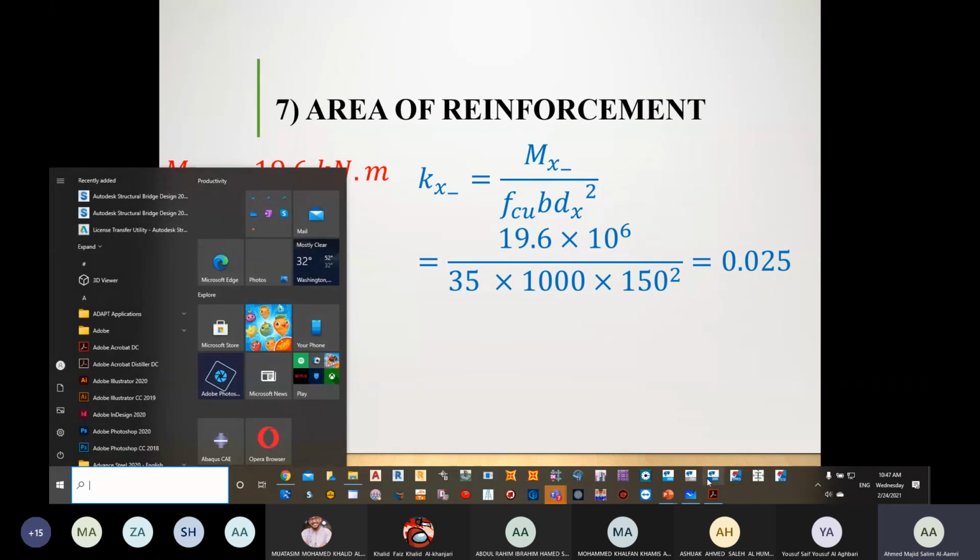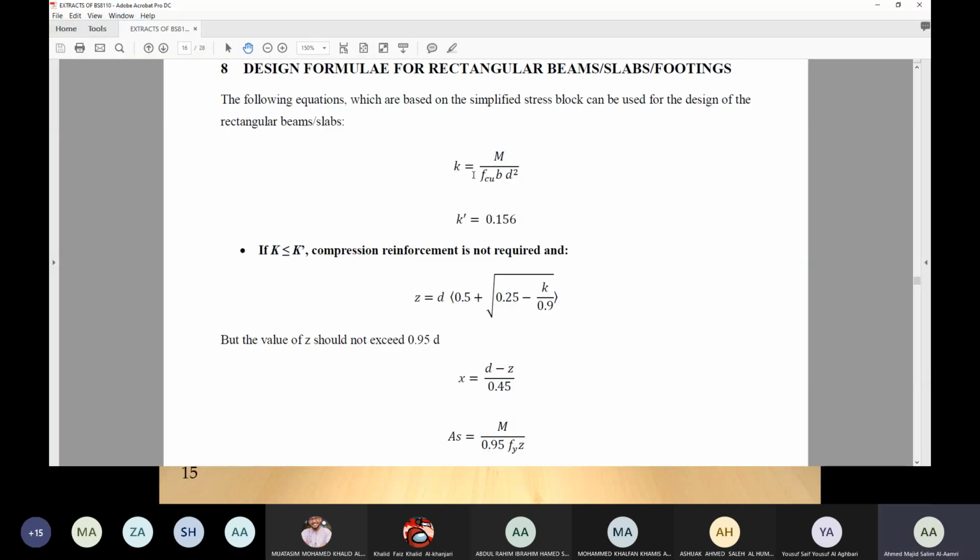Now it says for you here, you have k and you have k dash. Here the condition says, if your k is lesser than k dash, then compression reinforcement is not required. So once again, if your value of k is lesser than k dash, which is 0.156, then you don't require compression reinforcement. In short, it's going to be singly reinforced. If your k is more than k dash, then it's going to be doubly. And if you are having it doubly in the slab, it means that you are having a calculation mistake. So you need to revise your calculation.